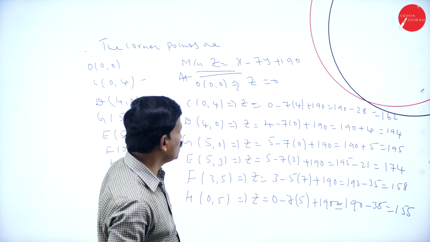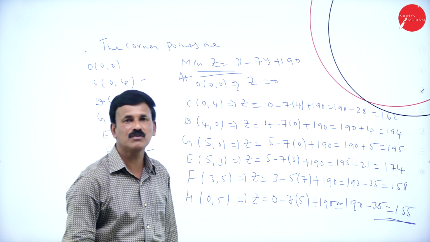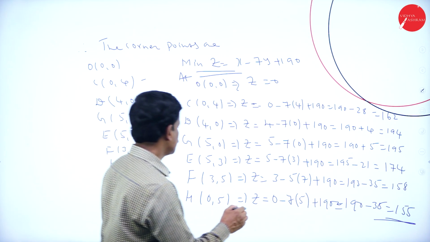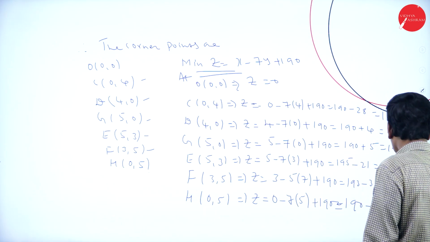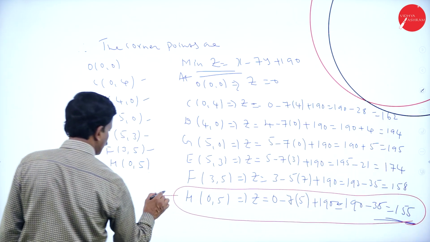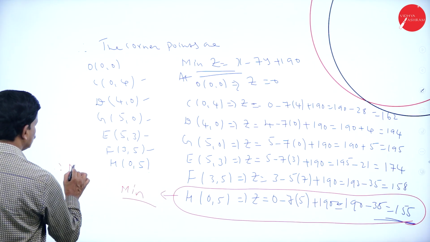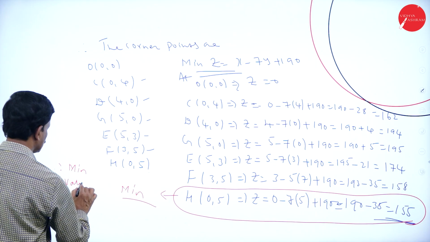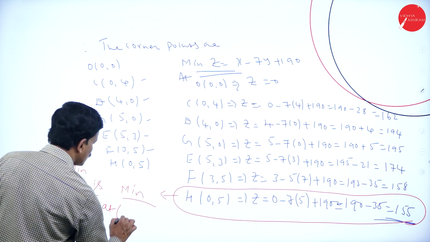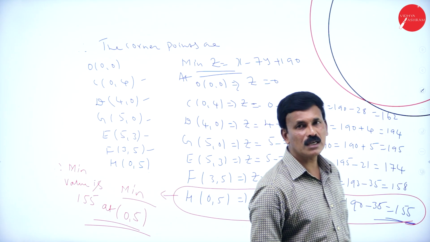The minimum value is 155. This is the minimum value, 155. The minimum value is 155 at 0, 5. So the minimum value is 155 at 0, 5. Therefore, the minimum value is 155 at, what are the points? 0, 5. This is the required solution for the given LPP problem.